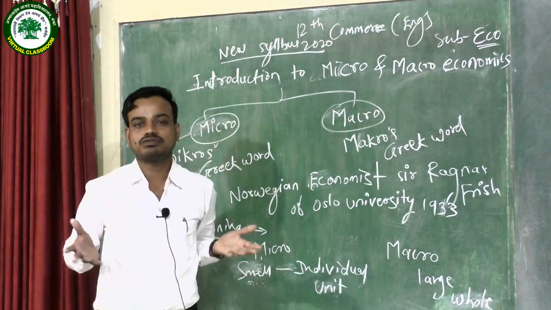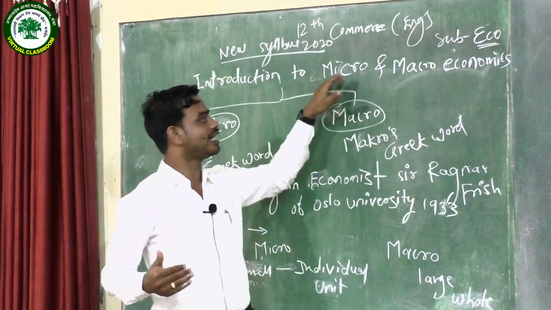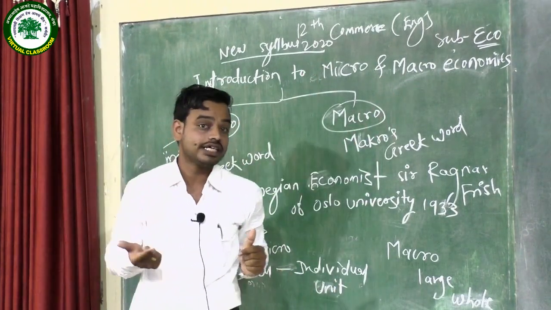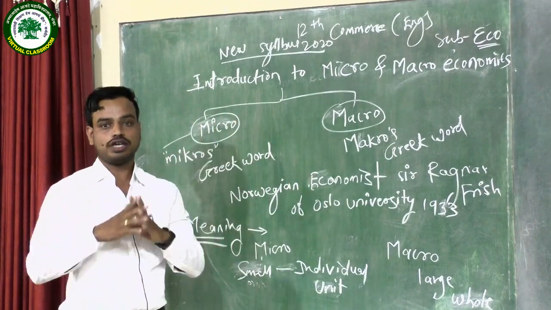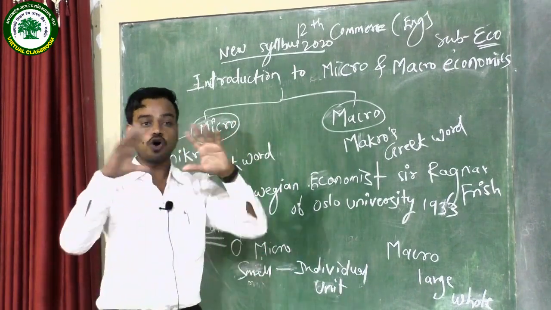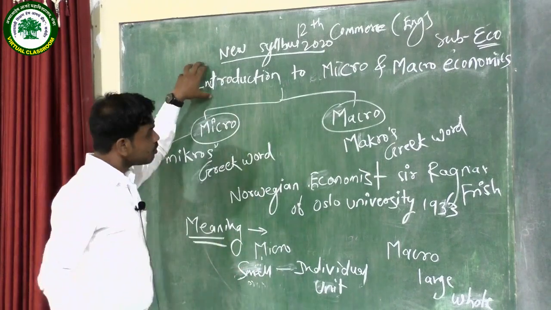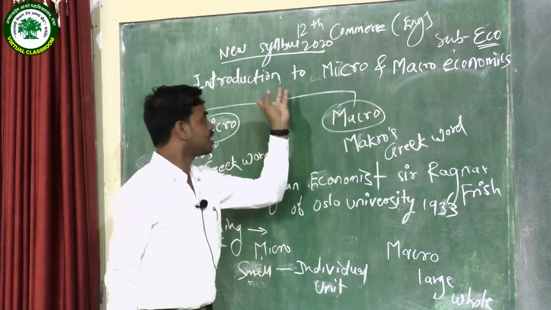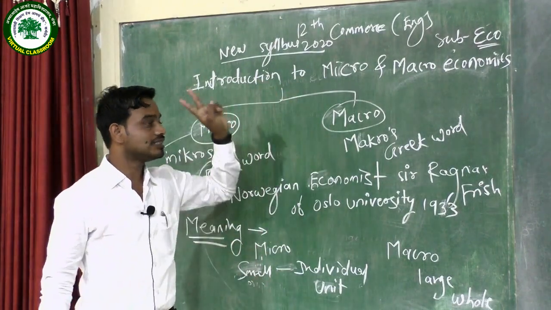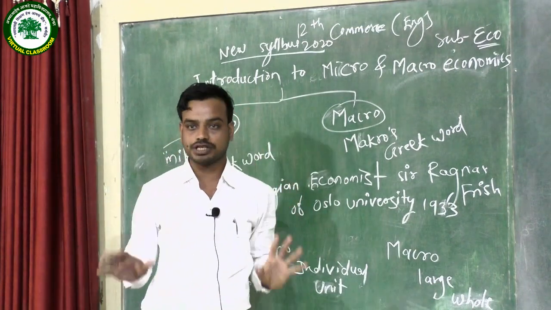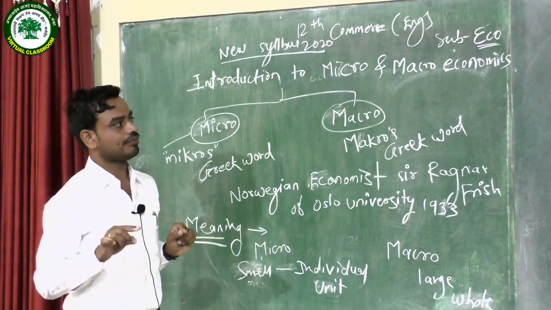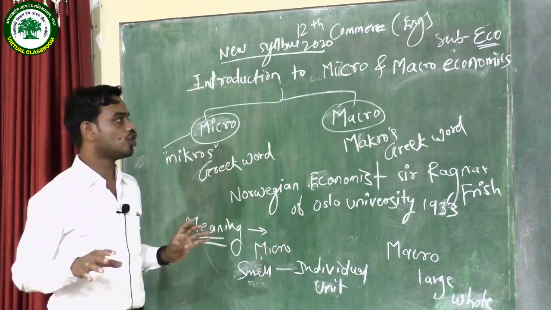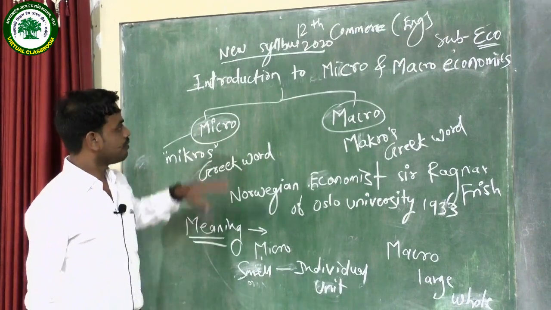So in our mind one question is created: why do we call them small and why do we call them large? Small means an individual unit, a small part of the nation. If we think about the nation, that means the whole economy. So while we go through the introduction, we remember one thing: microeconomics and macroeconomics are the branches of economics. In this topic we study the meaning, definition and also scope of microeconomics and macroeconomics. First of all, we know about the introduction.